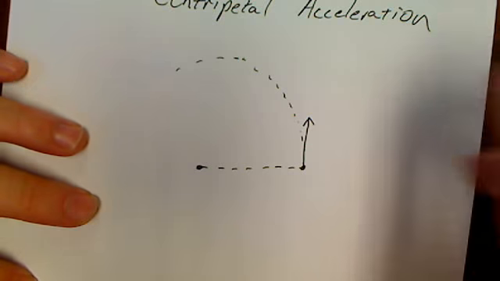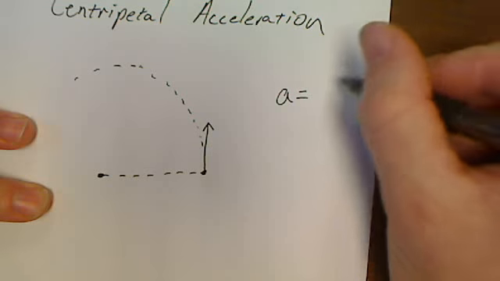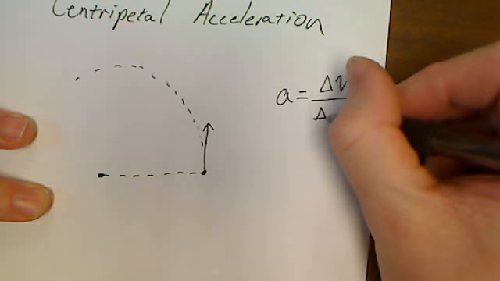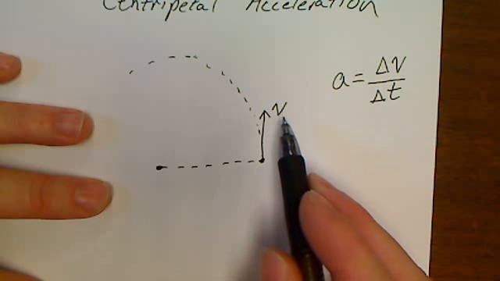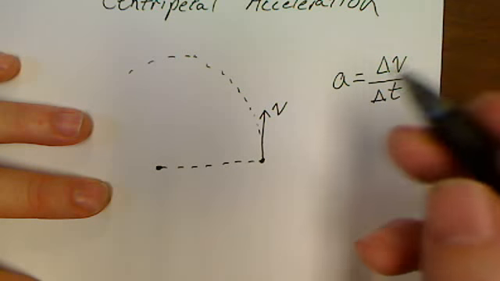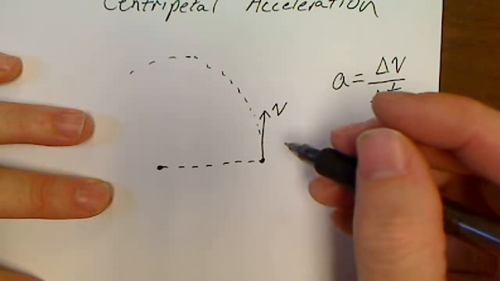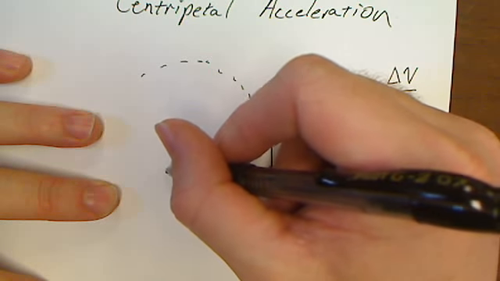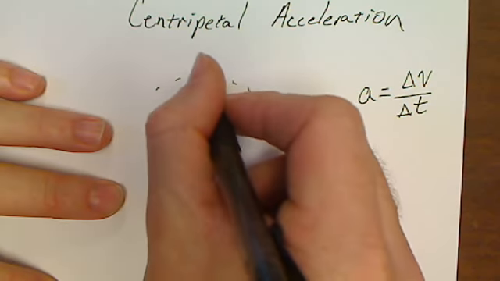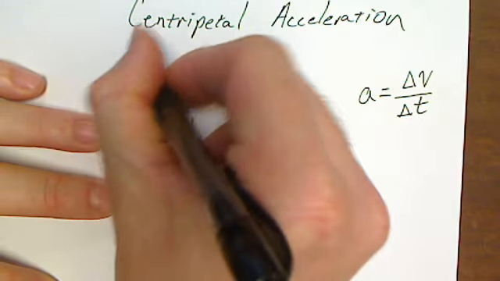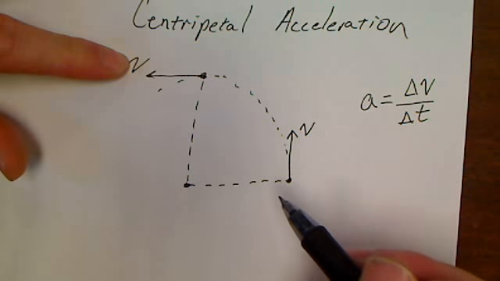You've got to remember something. The equation for acceleration, this is like 10th grade: acceleration is equal to change in velocity over change in time. Remember, velocity is not just speed. Velocity is speed with direction. At this point, you can see that the velocity is straight up. Look at what happens by the time you get up to here. At this point, the velocity is pointing this way. So you can see the velocity is changing because direction is changing.